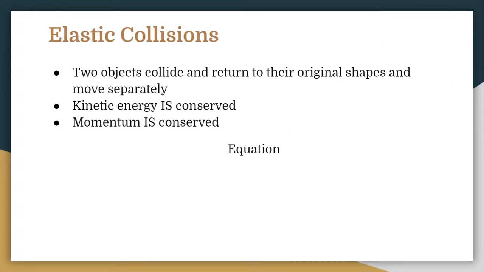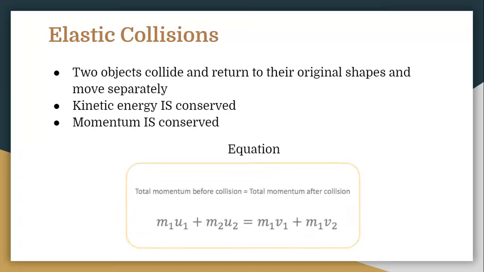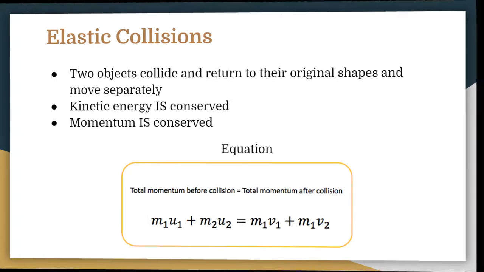The other types of collisions are called elastic collisions. This is when two objects collide and return to their original shapes. In these types of collisions, kinetic energy is conserved and so is momentum. This is why the equation is the same exact one as the conservation of momentum equation.